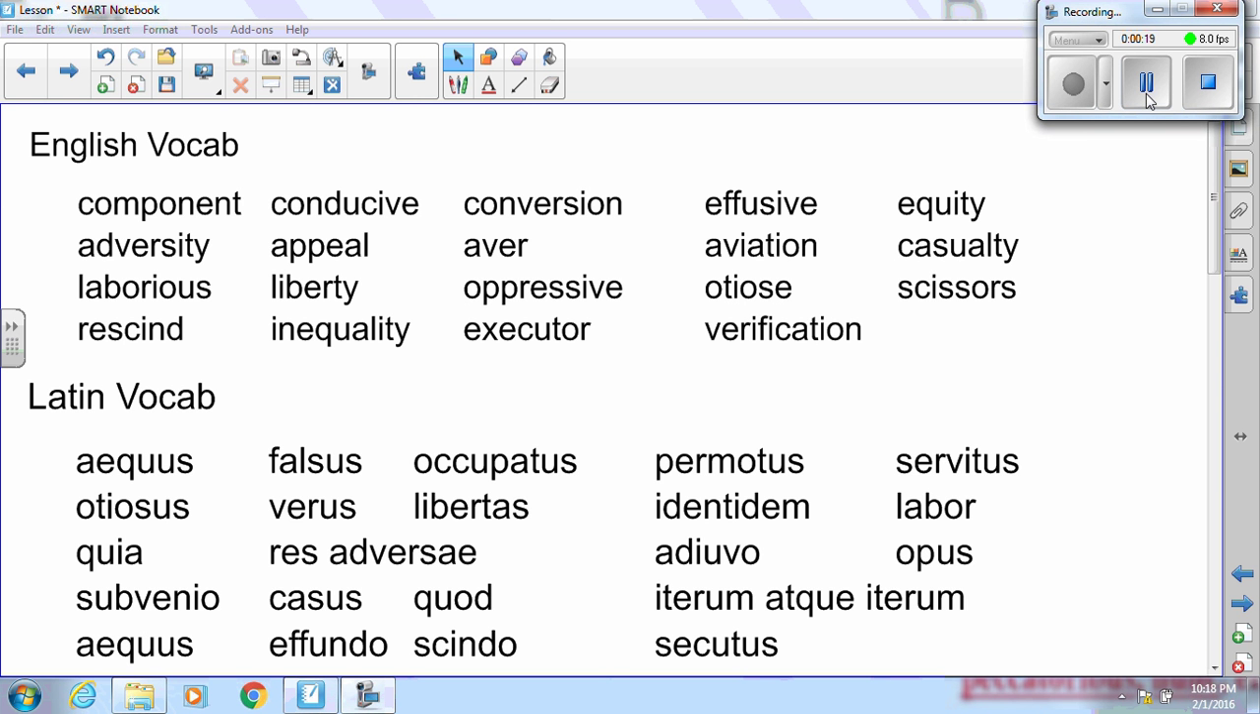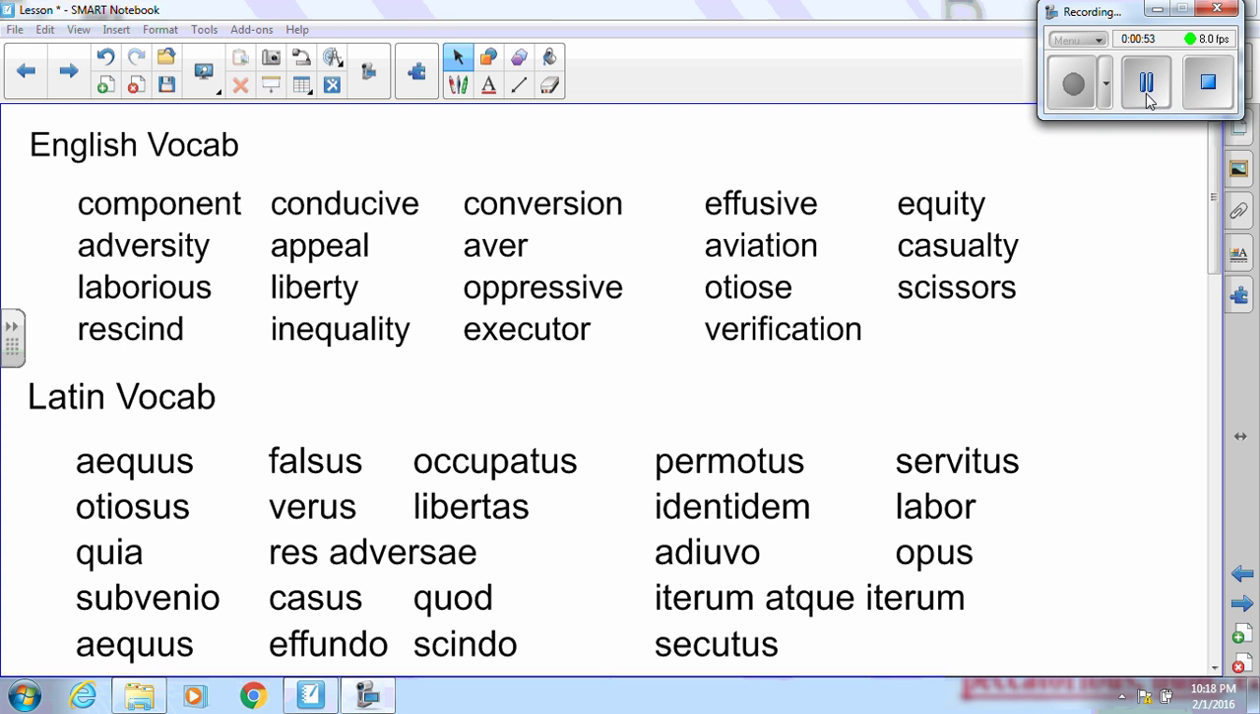Component is part of a whole. You have a component as a piece of the puzzle. Conducive means that it's something that leads to something, a factor which leads to something. If it's conducive, then something is in a good state for something else to happen. Conversion is what you usually associate with religion, when you go from one religion to another. Anytime that you change from one thing to another, it is called a conversion.